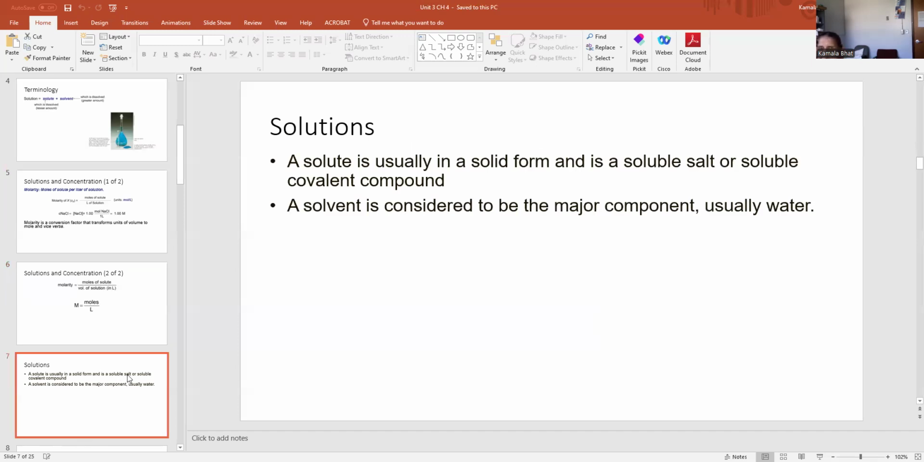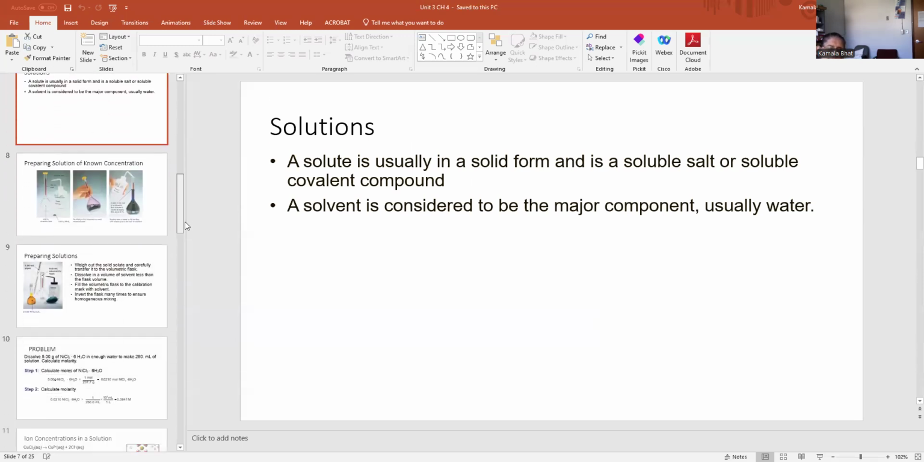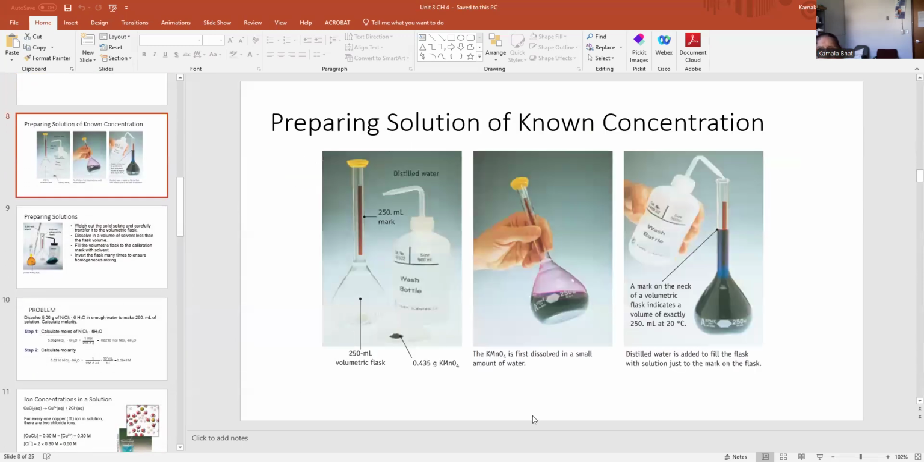A solute is usually in a solid form and is a soluble salt or soluble covalent compound. A solvent is considered to be a major component, and it's usually water that we use. And here are some methods of showing you how to prepare a solution of a known concentration. First we weigh the sample, transfer it into a beaker, then add water, then we transfer it into the flask, rinse the beaker, and then continue to dilute up to the mark.